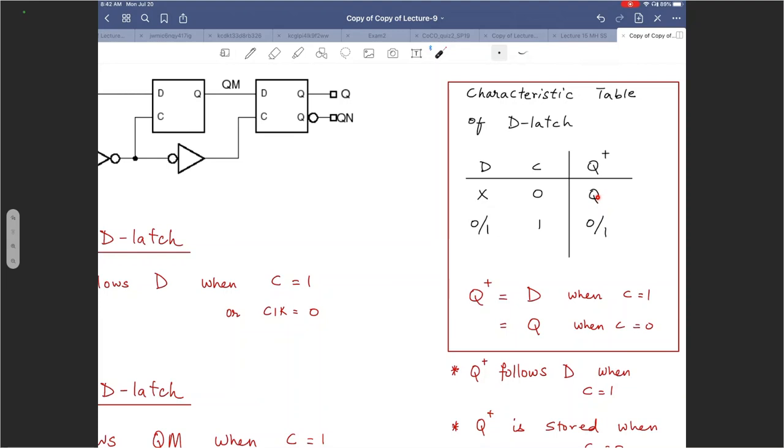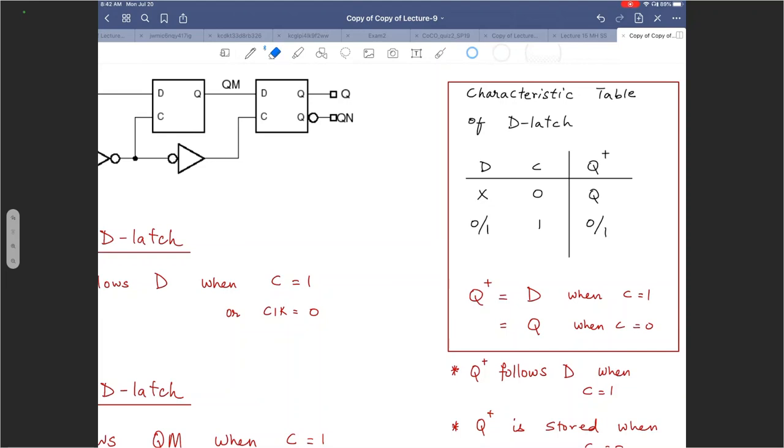In other words, there is memory. There is no change in the output. But if C is 1, you have made the enable, it's now enabled. When C is 1, level 1, then if D is 0, Q plus is 0. If D is 1, Q plus is 1. So the output Q plus has the ability to change to a 0 or to a 1 only when C is 1. Level sensitive behavior.